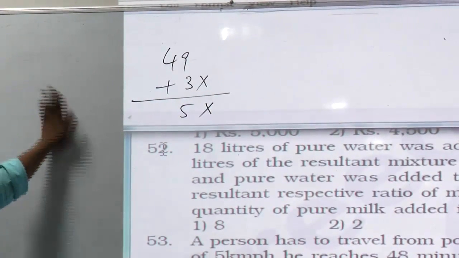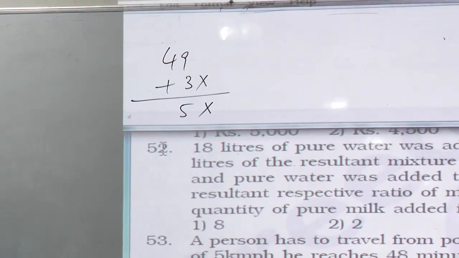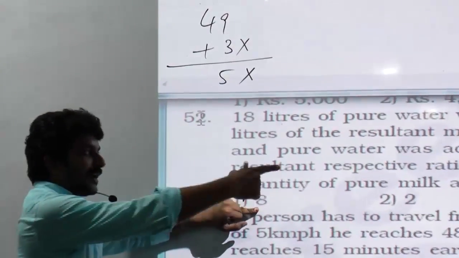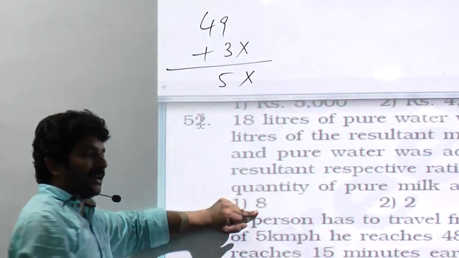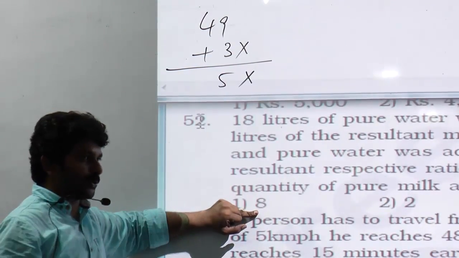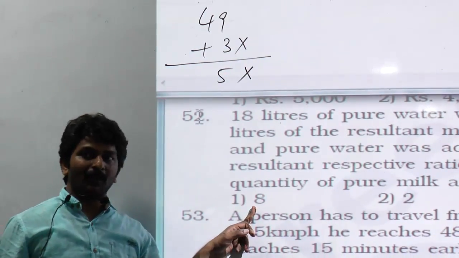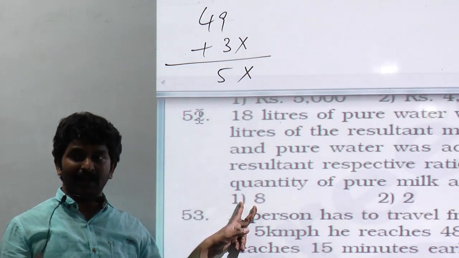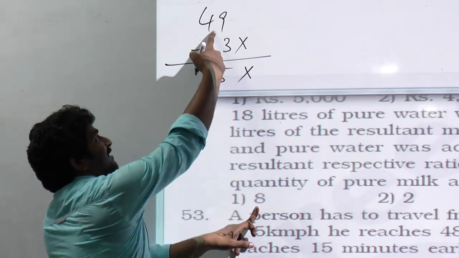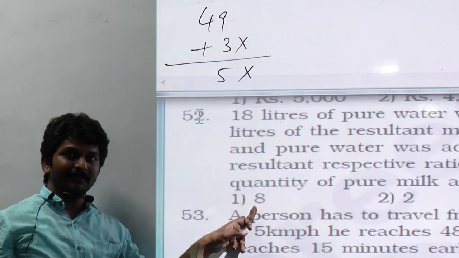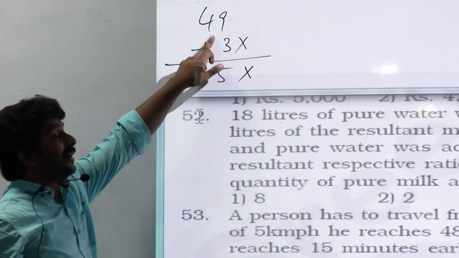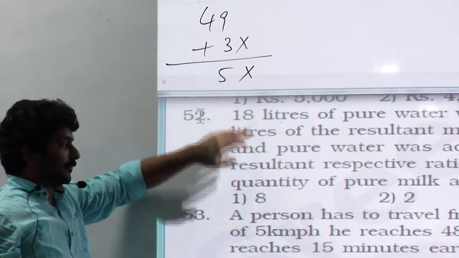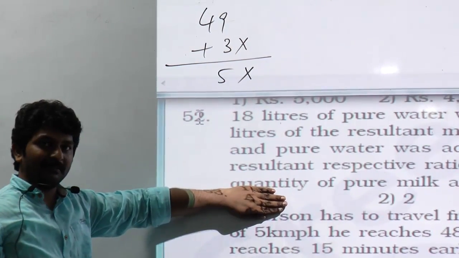Let me go from option to question. If 2 parts is 8, you're asked about how much milk is added. Milk and water added in the respective ratio 2:1. If 8 liters of milk is there, you need to add 4 liters of water, together 12 liters. When you add 12 to this number, will that be a 5 multiple? When you add 12 liters to 49, will that be a multiple of 5? This cannot be your answer.